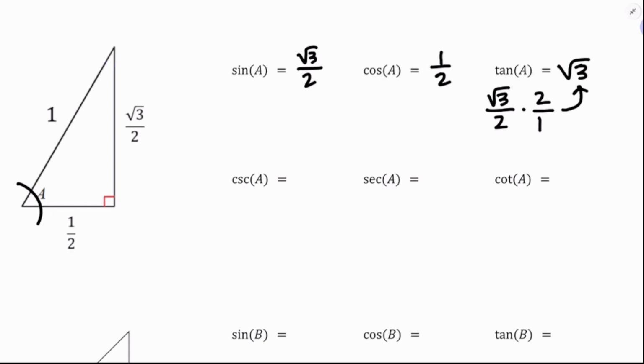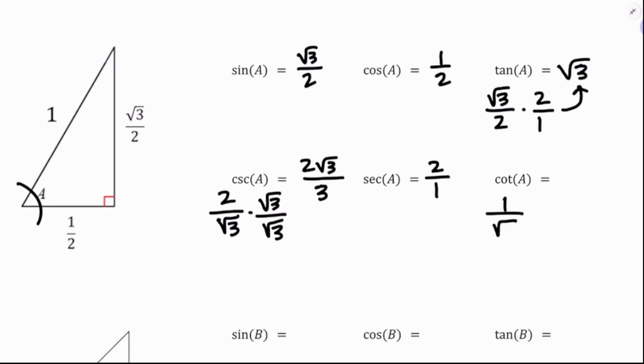Right, cosecant. What I'm going to do is just flip these fractions. Secant will be the reciprocal of cosine, so that's 2 over 1. And then the rest of them, I'm going to have to do a little bit of simplified radical form work, but that's probably exactly what you need right now. So 2 over square root of 3, we're going to multiply by root 3 over root 3, and so it's going to be 2 root 3 over 3. Cotangent of A, that's 1 over the tangent of A, and so I'll need to rationalize the denominator. So I'll get root 3 divided by 3.